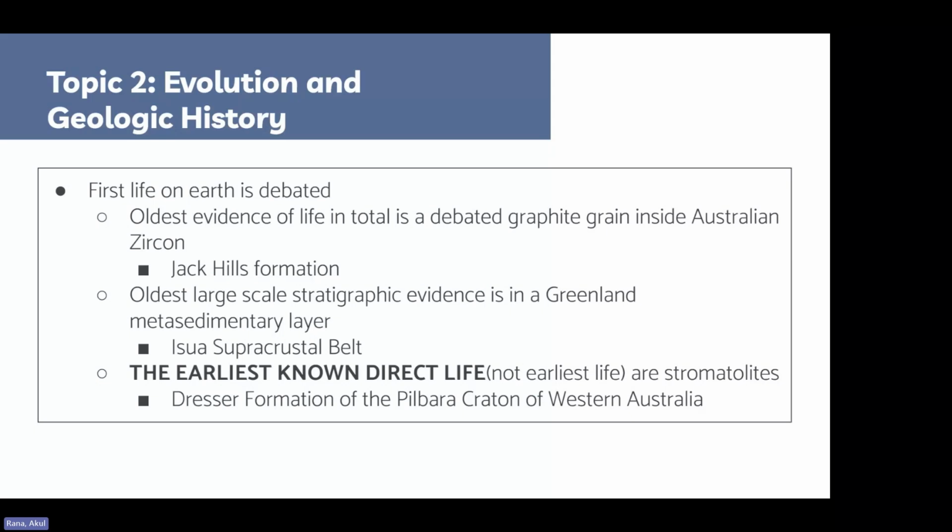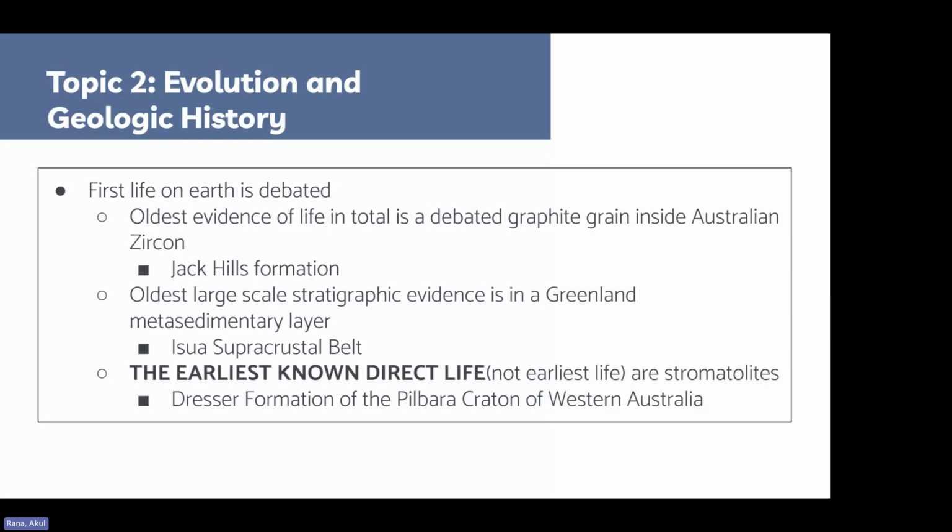If they're just talking about oldest evidence of life, we have a graphite grain inside zircon. And in general, when you see zircon, it's going to be something old because of zircon's formation patterns and the fact that zircon can have uranium in it, so it's really easy to date stuff within a zircon. So the Jack Hills formation is the oldest evidence of life, but that's an isolated example. It's literally a grain of graphite versus the oldest stratigraphic layer.